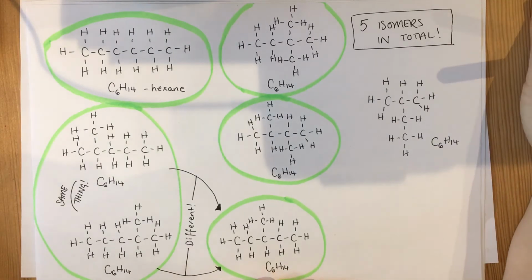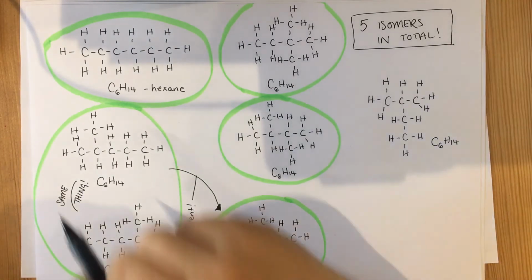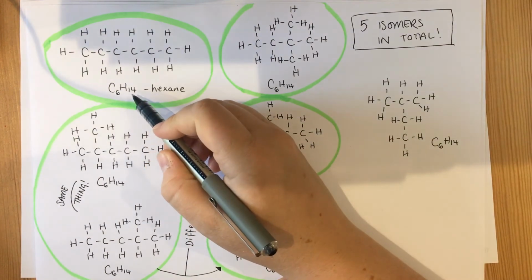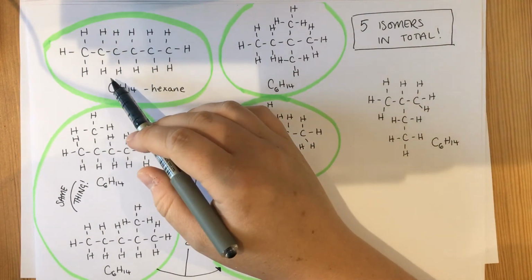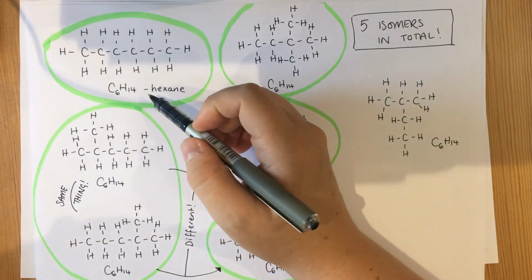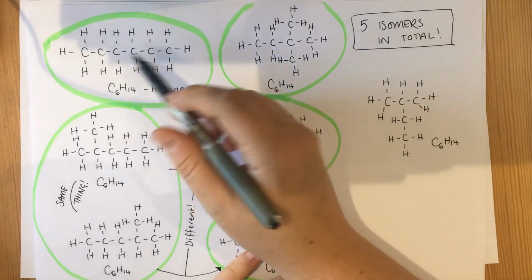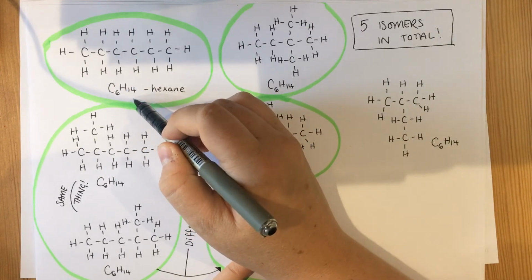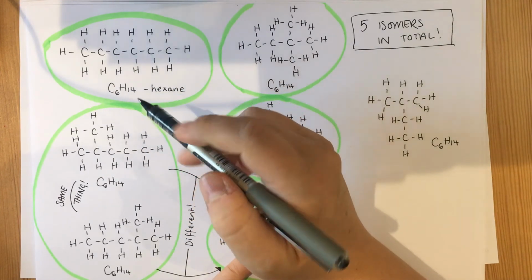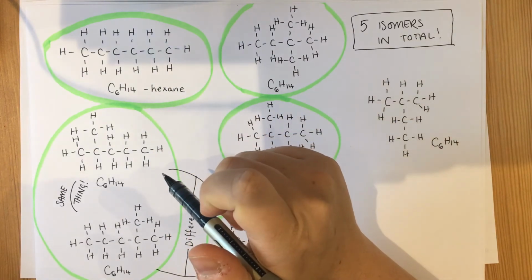Right, so this was the extension task. You needed to take hexane, which is C6H14, and work out how many different ways you can arrange those 6 carbon atoms and 14 hydrogen atoms. If we have molecules with the same molecular formula, C6H14, but different structures, they're called structural isomers.